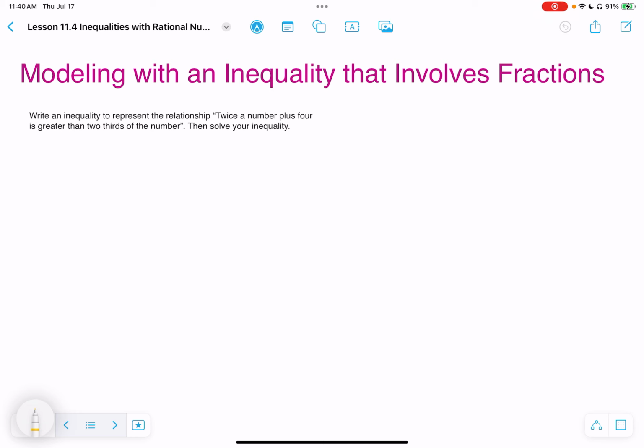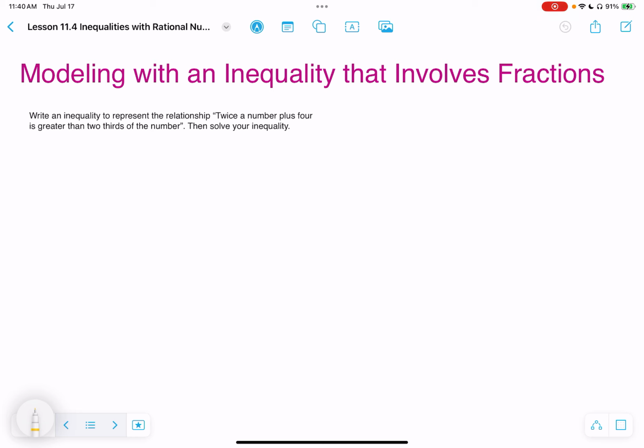And gosh, they're just so confusing. And I confess I don't know of a place outside of math class where something like this comes up, because nobody talks like this. But we've got to learn how to do it because reasons. So let's learn how to do it. It says we're going to write an inequality to represent this relationship, and here's our sentence. Twice a number plus 4 is greater than 2/3 of the number.